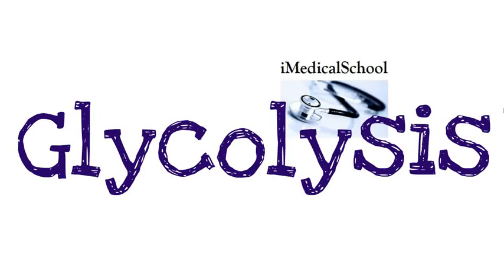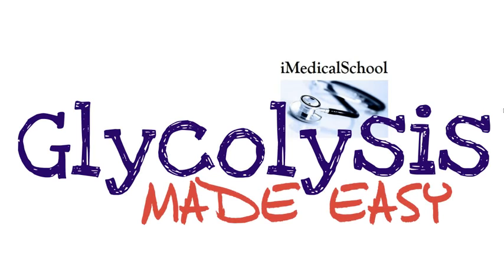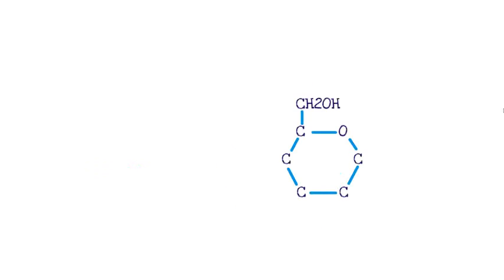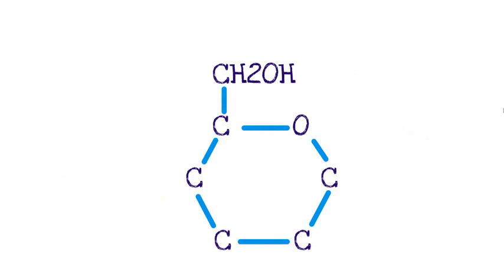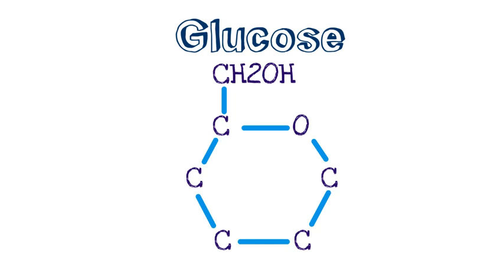Hey, this is Dr. K from iMedical School, and today we're going to cover glycolysis and make it as easy as possible to understand. So let's get started. So first off, let's identify the molecule that enters the glycolysis pathway. The first molecule that enters the glycolysis pathway is glucose. Glucose is a 6-carbon molecule, pictured here as a hexagon.